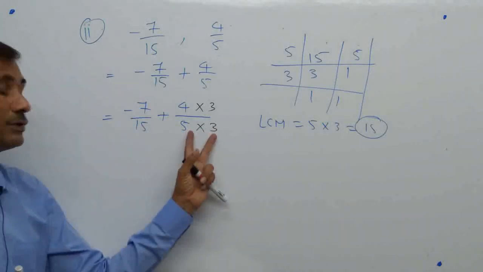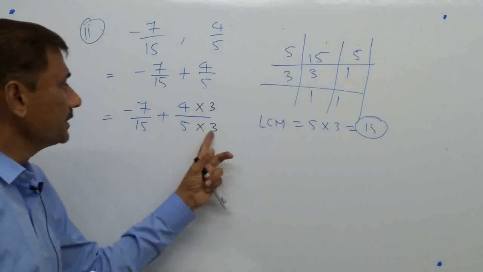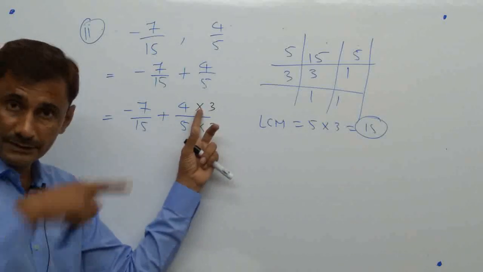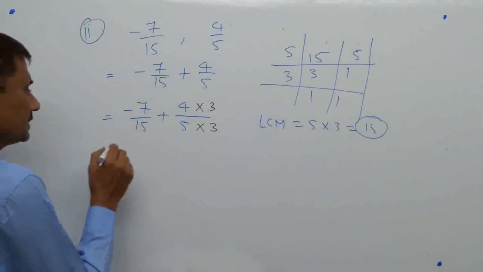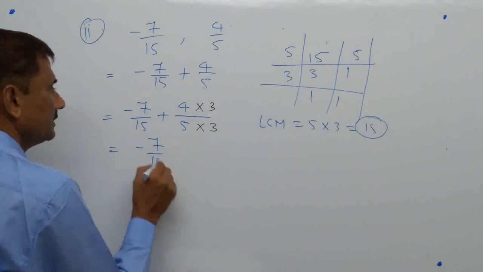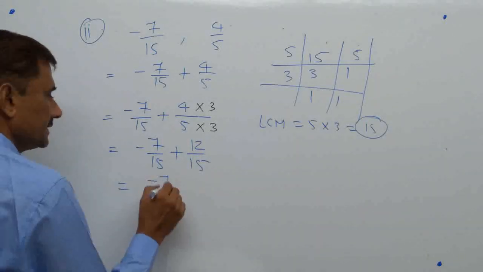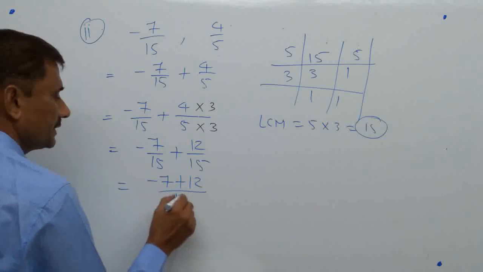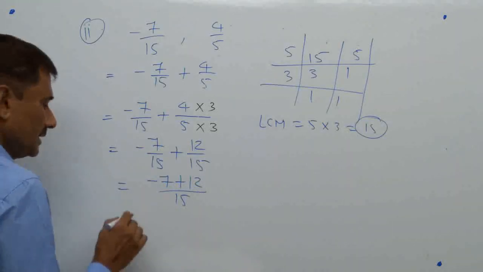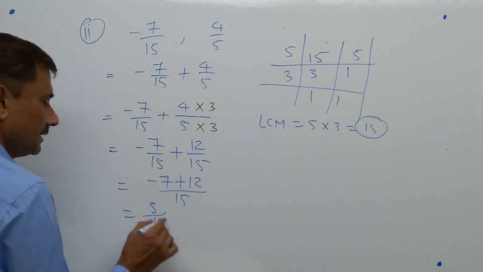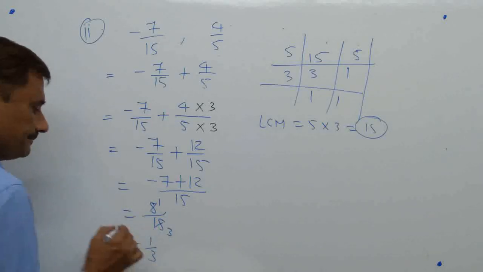Why? Because I want 15 here by multiplication only. So I multiply the denominator by 3, and we have to multiply by 3. We just discussed that property. So I multiply the numerator also. So we got minus 7 upon 15 plus 12 upon 15. So it becomes minus 7 plus 12 upon 15, not 15 plus 15. 15 remains 15 only, just the numerators are combined. So it is 5 upon 15. 5 ones are 5, 5 threes are 15, so it will be 1 by 3.